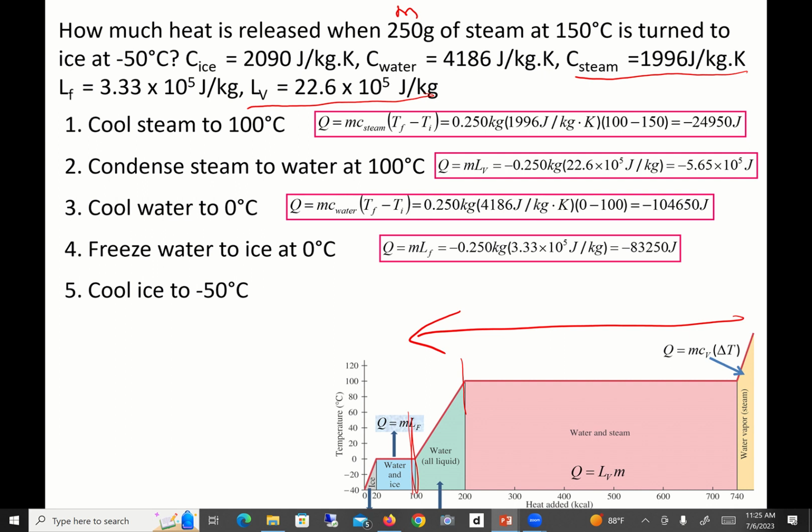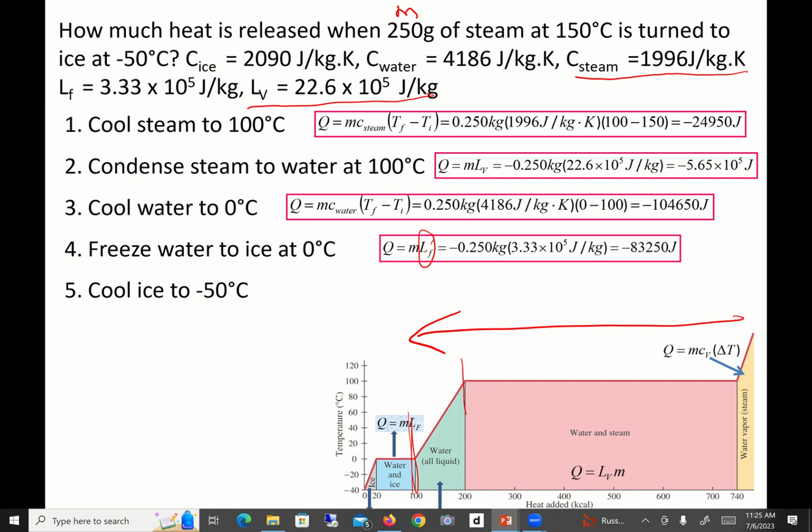All right, so finally I'm going to freeze that water into ice. So while I'm freezing it, I'm going to use M times L is going to be my heat. And again, it's going to be negative because it's going to release the heat. And the L that I use is the latent heat of fusion because I'm fusing the water molecules into ice.